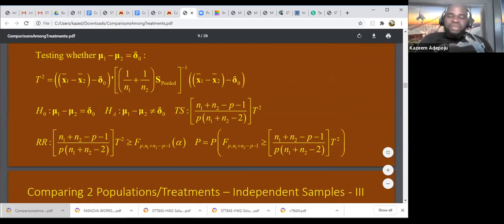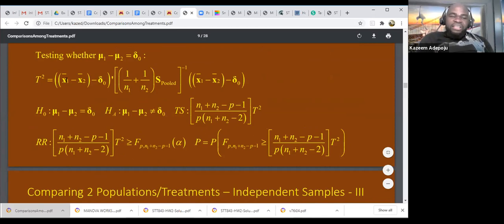Okay, and this is trying to say there's a difference. What I have right here is a formula that I'm actually going to use as my test statistic. And the question remains, what is going to be my T-squared? My T-squared is this. You need to look at this formula.